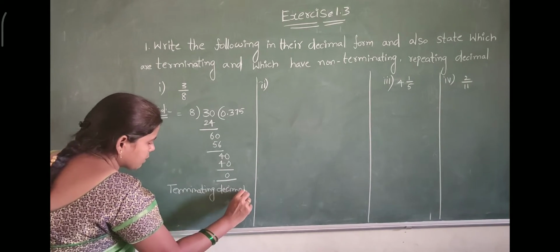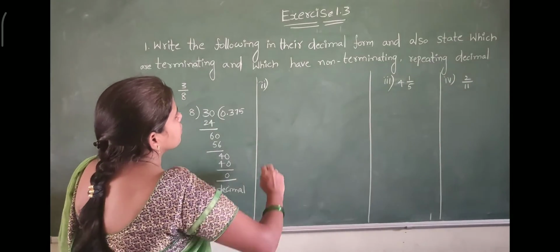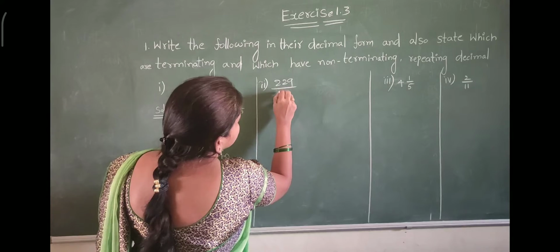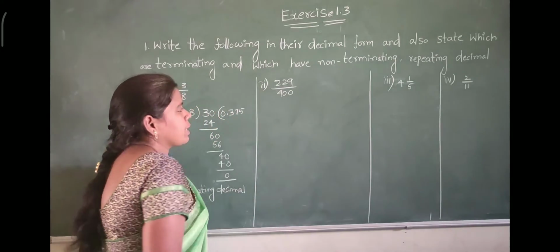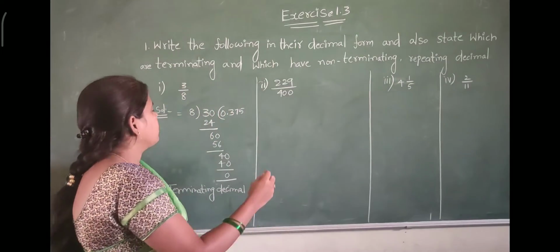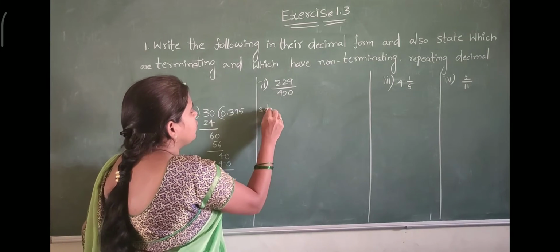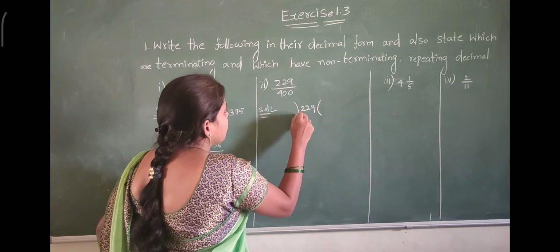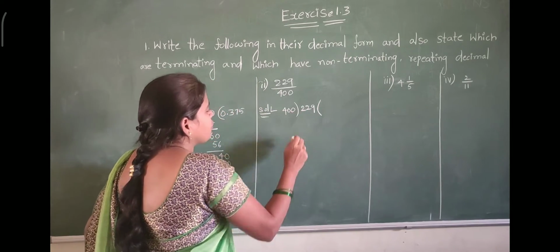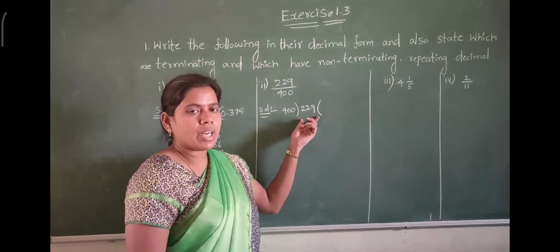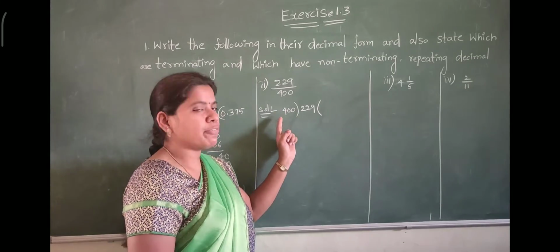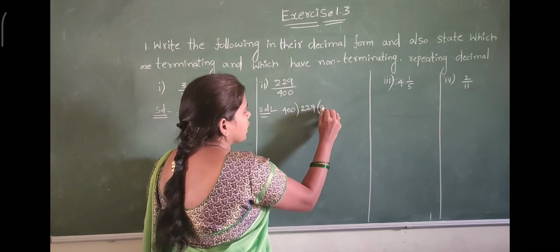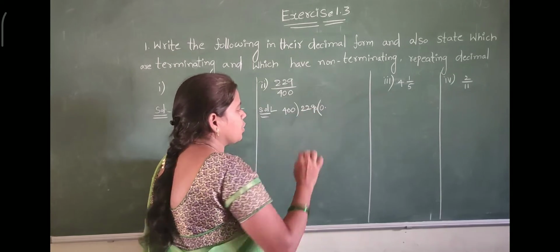Terminating decimal. If you observe the second one, 229 by 400, second problem. Here also you have to divide 229 by 400. If you observe this dividend, 229 is less than 400, so we can't divide. That's why we have to keep a decimal point and we can keep 0 here.